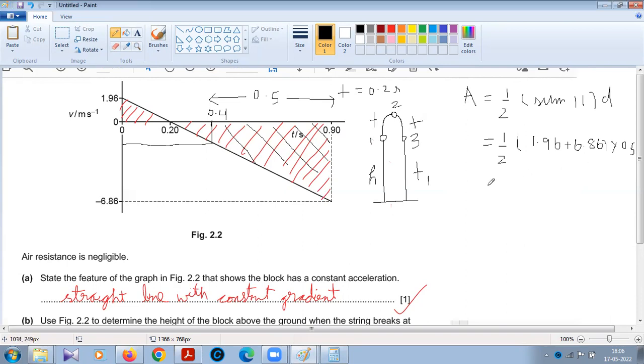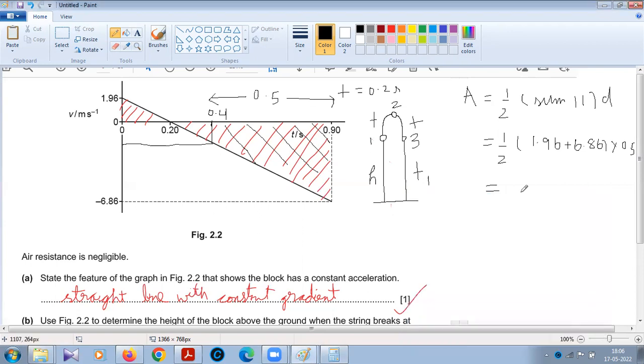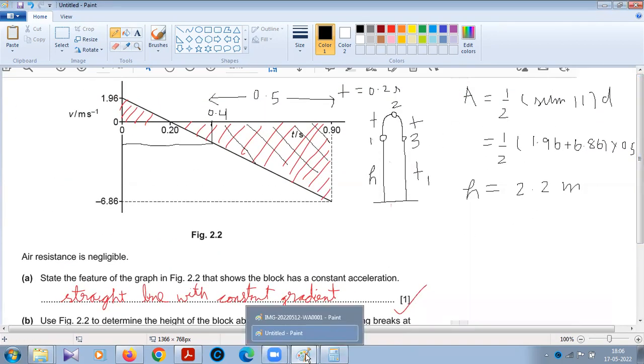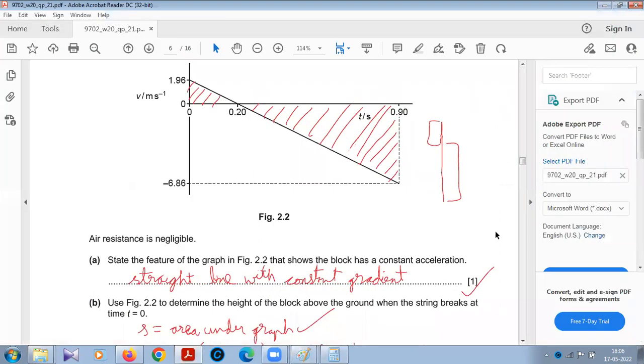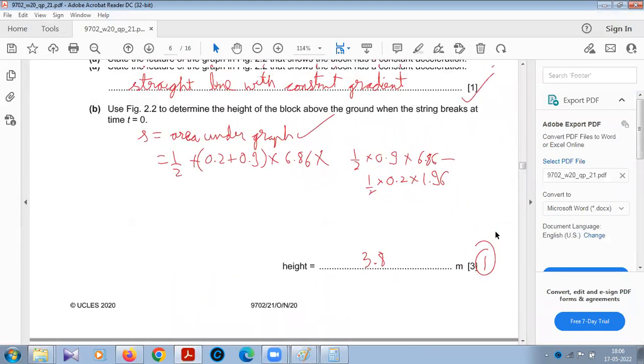Let us calculate. This is 1.96 plus 6.86, that is 8.82, multiplied by 0.5, divided by 2, is 2.2 meters. 2.2 meters is the height that I am getting. Can you go and check the answer? I've written the answer, I think. Let's check. Yeah, that's the right answer.